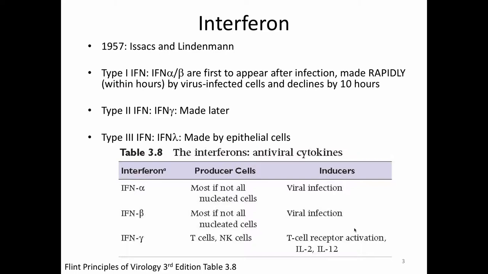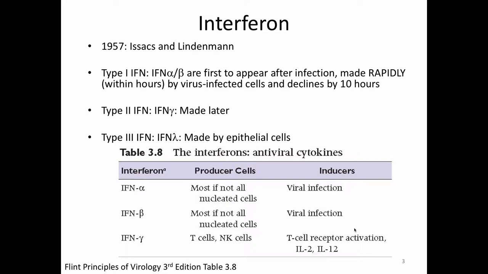There's another type called interferon gamma that's a type 2 interferon. It does have some roles with innate immunity, but it's largely something that we think about with adaptive immunity. And so we'll hear about interferon gamma when we talk about adaptive immunity later.